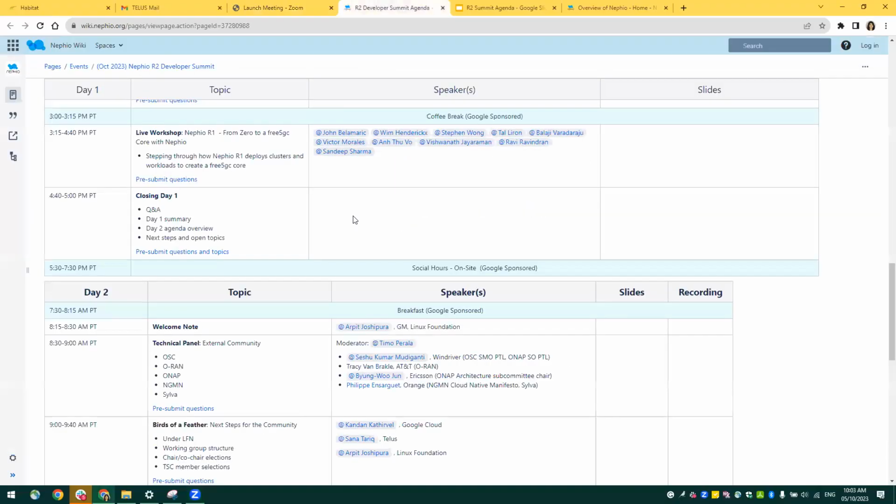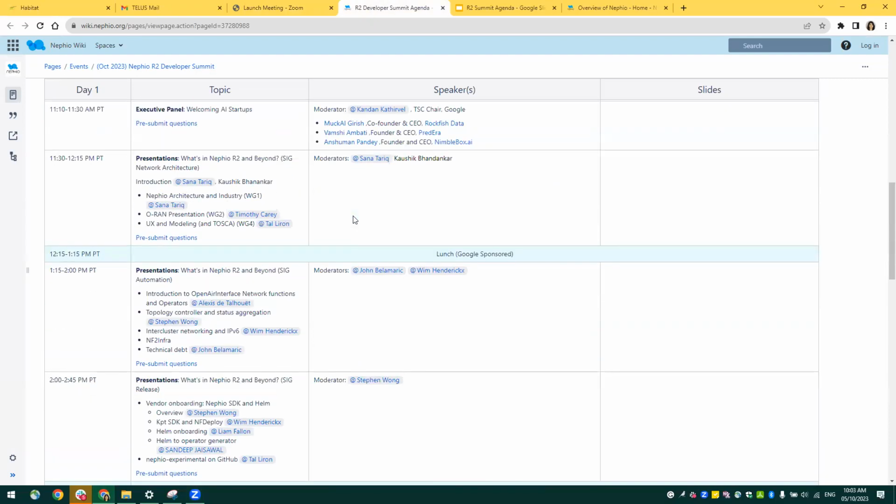So I'm going to share my screen, and let me know when you guys can see that. Everyone can see the screen? Yes. Okay.